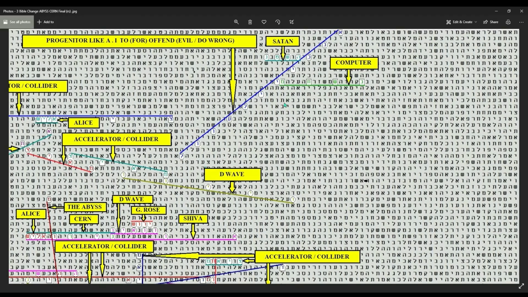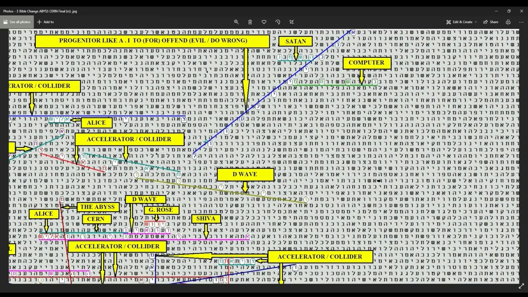Now, the thing with this big long term here, initially I didn't have this big long term. What I had was the Yud, and the Yud here, which is technically A, that's how you say the word A, two Yuds, and I is another Yud. So I was looking for AI, and I found it next to the computer and near Satan here.